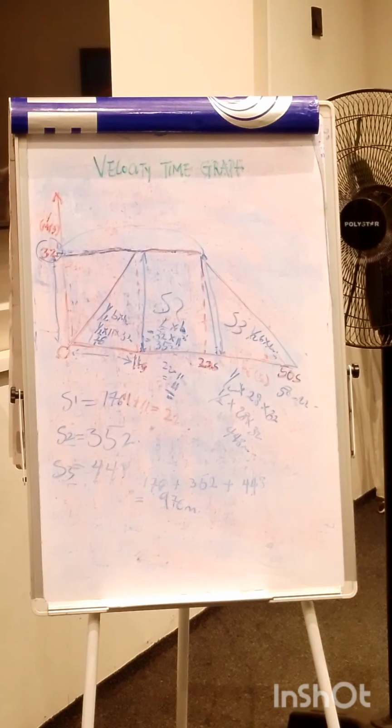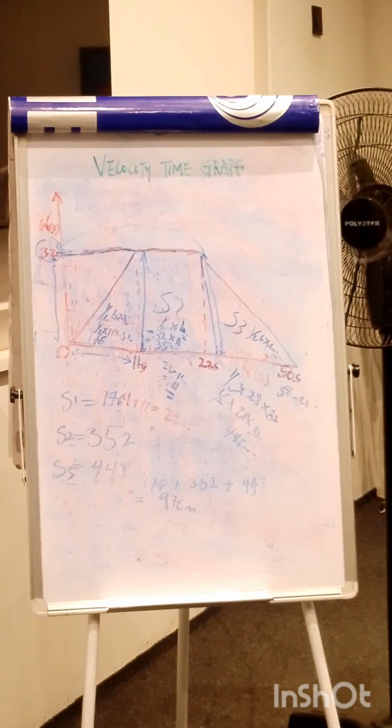So if you want to know, for the velocity time graph, the second one, which is to find the average velocity, you should do what you are meant to do.